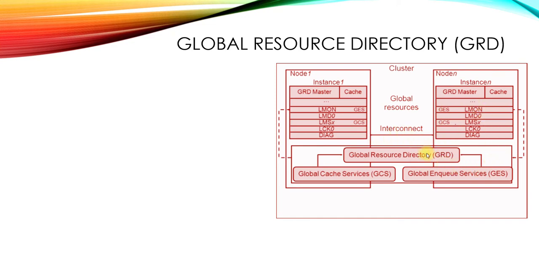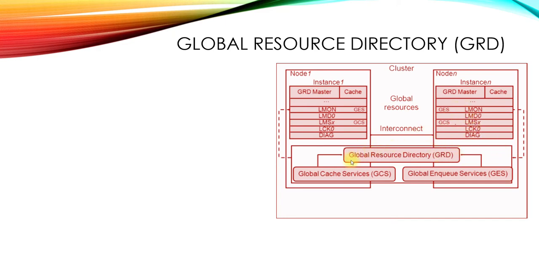There is an interconnect. Now there are different processes on every instance, such as the database writer, redo log buffer, archiver and those things. Different processes run on every instance. Same as that, there are different processes for global resources. For the global enqueue there is LMD. For the global cache services there is LMS. There are multiple processes, LCK and DIAG.